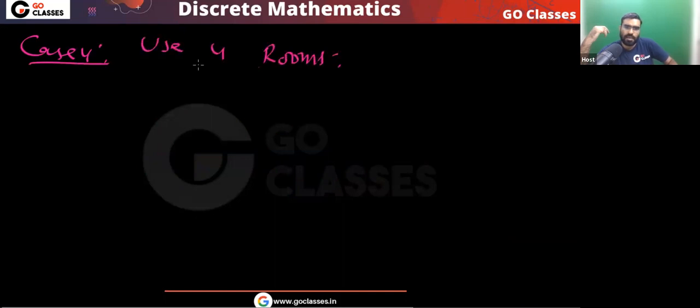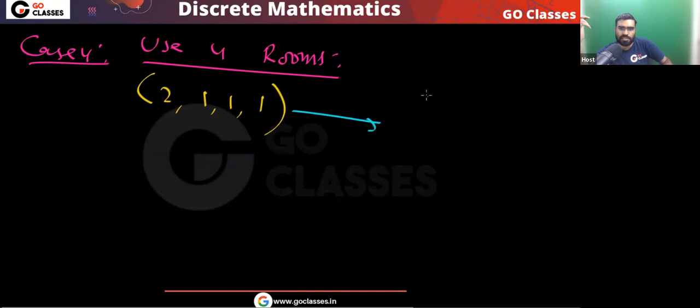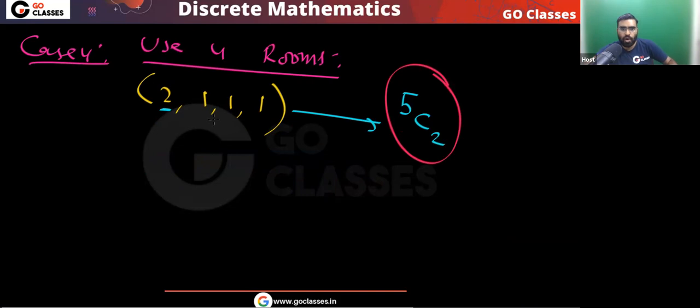So next, what is the case for using 4 rooms? If you are using 4 rooms, the only possibility is this. Agree? So select which 2 are together from the 5 friends. You choose which 2 are together. Automatically, the remaining 3 friends will go in separate rooms. So here also 10.